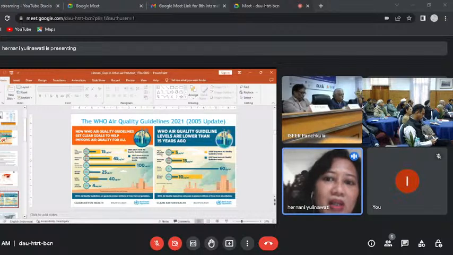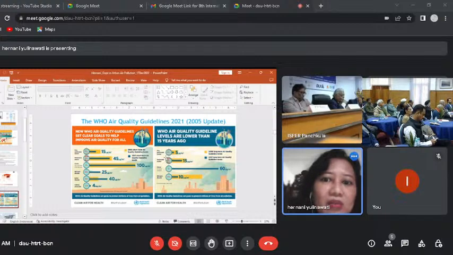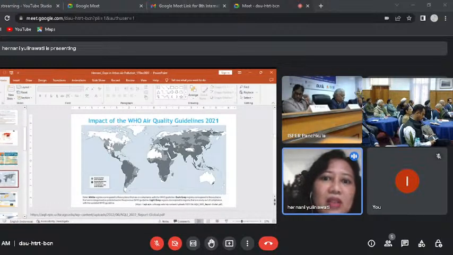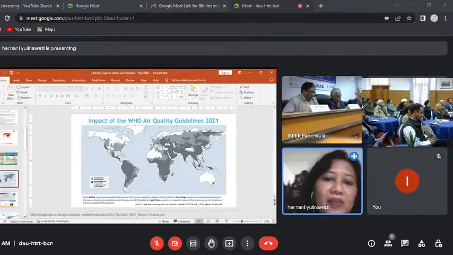And for the annual average, it's from 5 micrograms per cubic meter to 2.5 micrograms per cubic meter. So it's more difficult. If we compare the current air quality data, in 2021, with the new standards, a lot of countries and urban areas or cities do not meet the new standards.